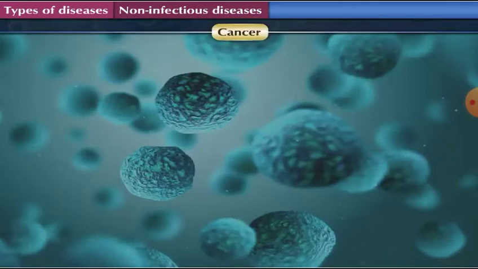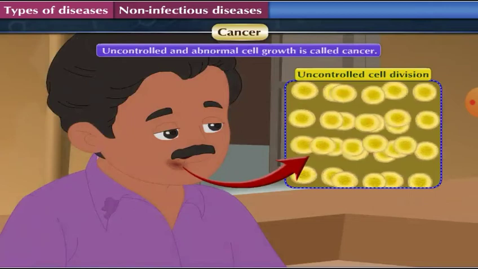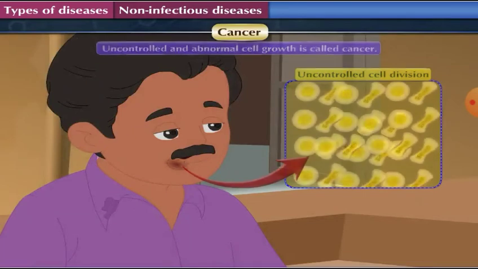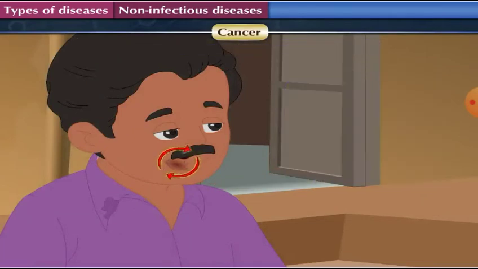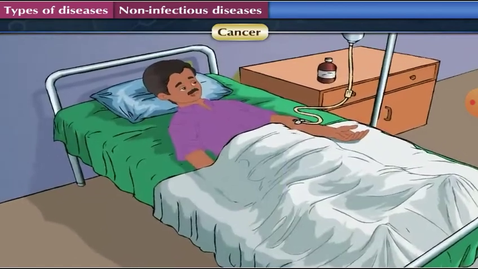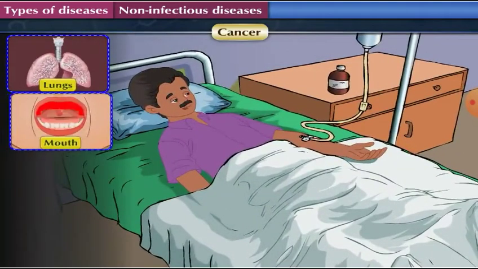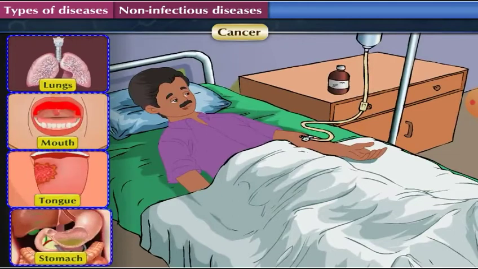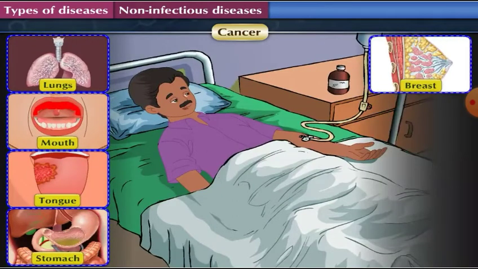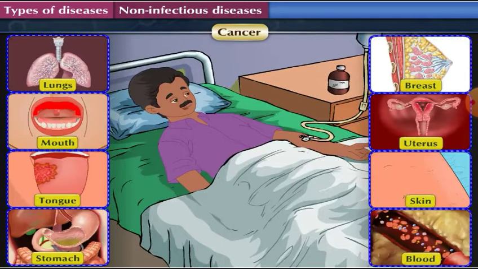Cancer. Uncontrolled and abnormal cell growth is called cancer. Group or lump of cancerous cells is called malignant tumor. Cancer can occur in various organs of the body like lungs, mouth, tongue, stomach, breast, uterus, skin, and also in tissues like blood.